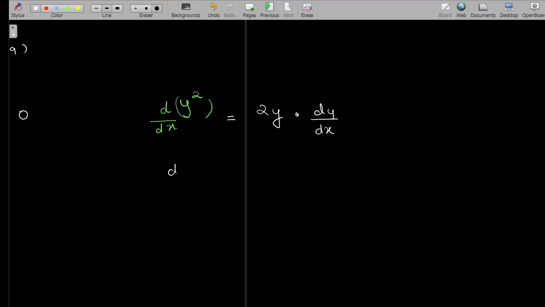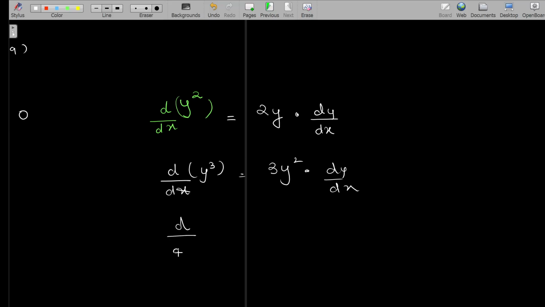Let's try another one. Can you tell me what will be the derivative of y cube with respect to x? So differentiate y cube with respect to y in your head. So 3y squared times dy over dx? Yes, 3y squared times dy over dx. So it does not matter what function you have.